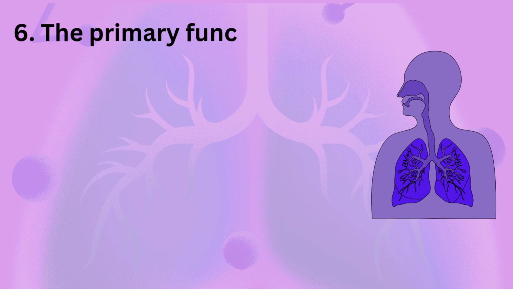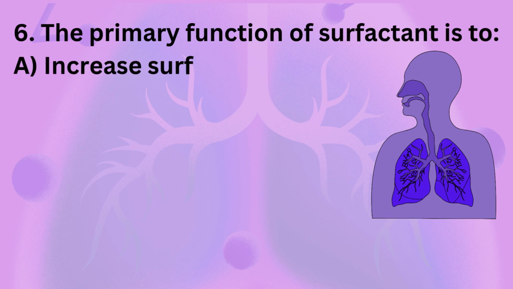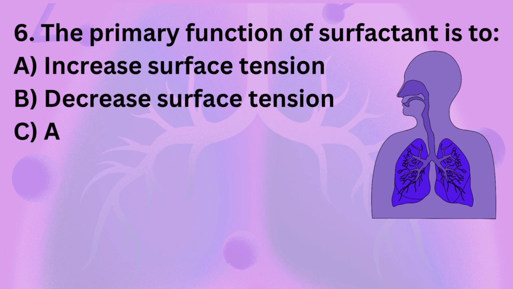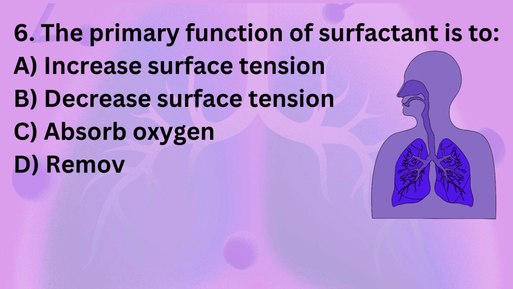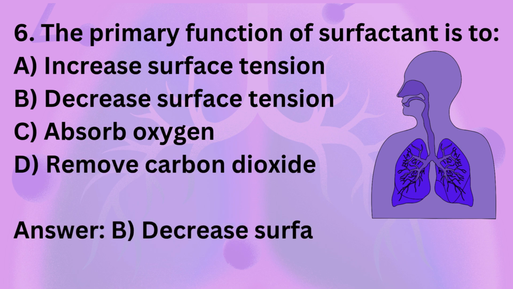6. The primary function of surfactant is to A. increase surface tension. B. decrease surface tension. C. absorb oxygen. D. remove carbon dioxide. Answer. B. decrease surface tension.